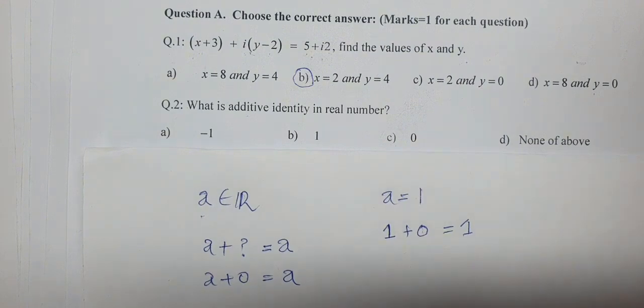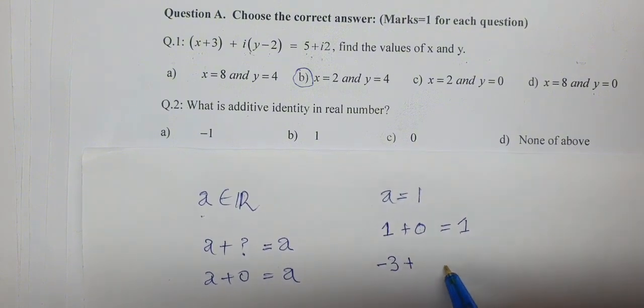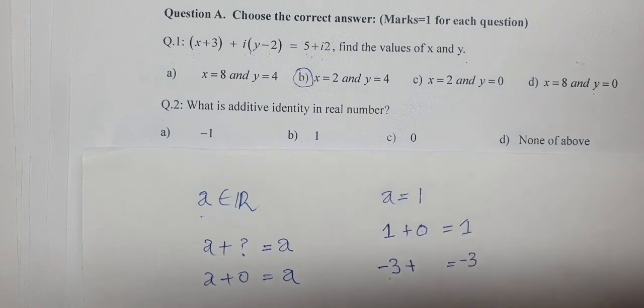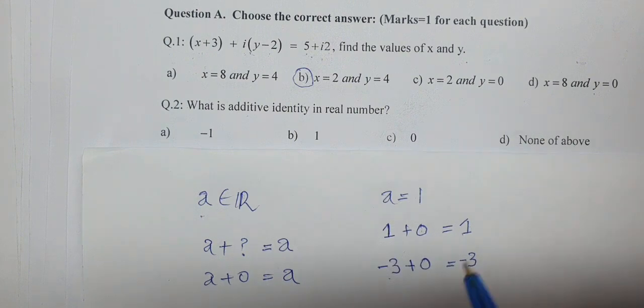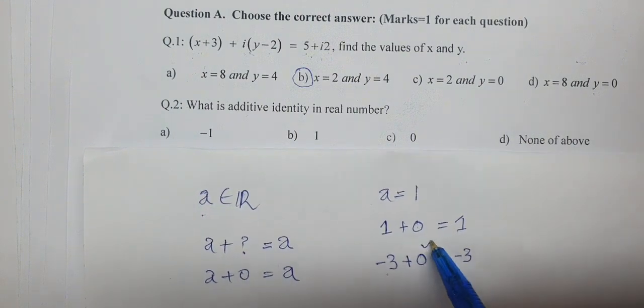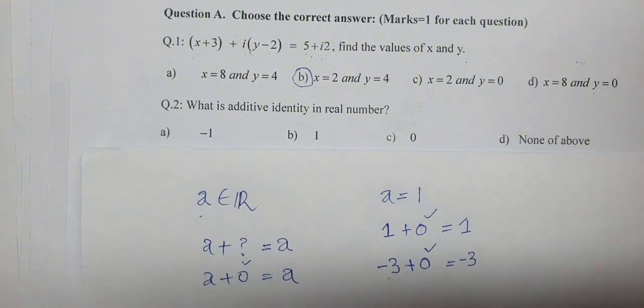Similarly, you can take any other example, let's say -3. Here again, what is the number which we add to -3 that will return the same number -3? Definitely that would be 0. So in all cases, this is our identity number, the additive identity.